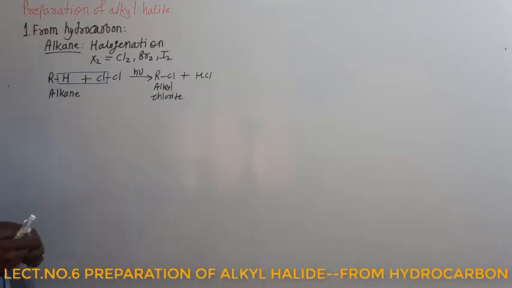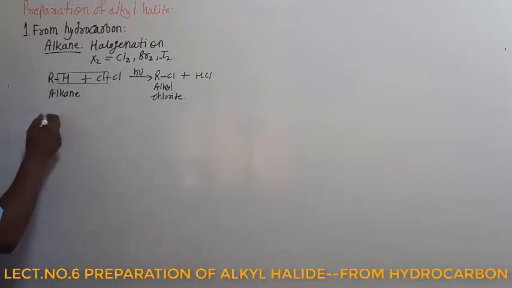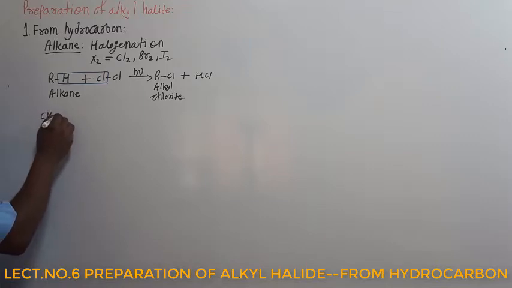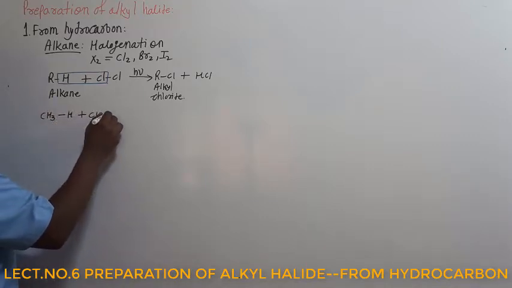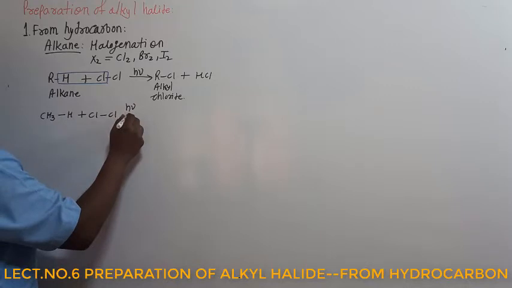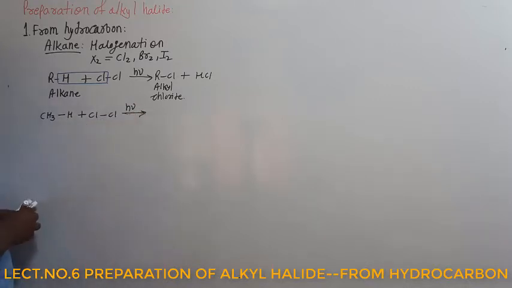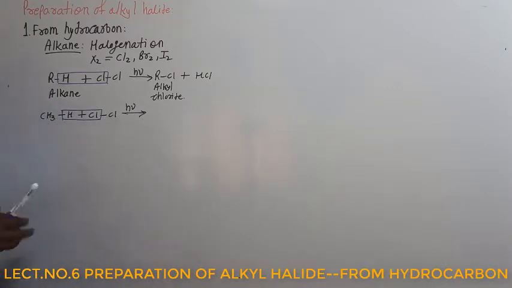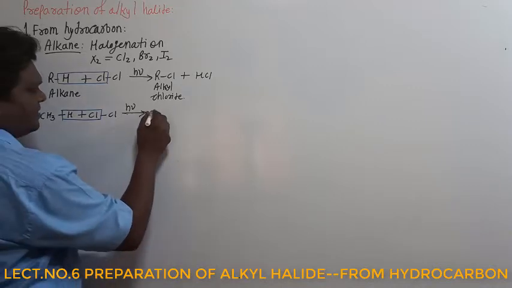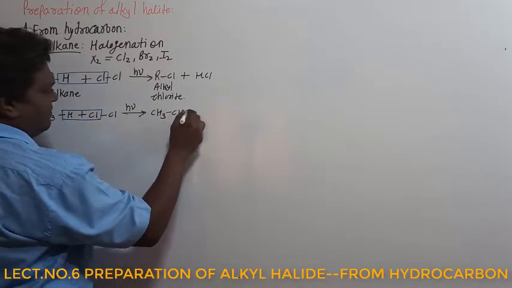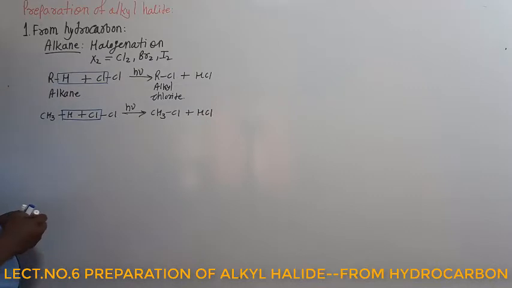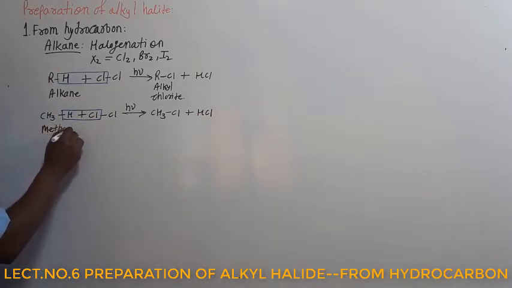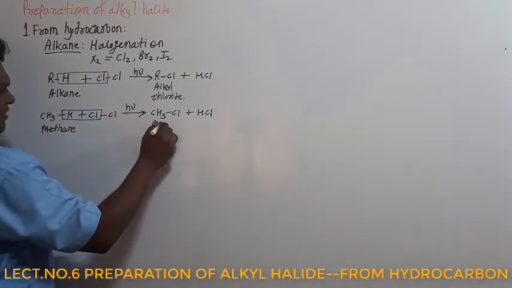Now, we'll see the example first. Instead of R, if I write CH3, what will happen? CH3-H, chlorine, in the presence of sunlight, hydrogen atom will combine with the chlorine atom, you will get HCl, and the CH3 will combine with the other chlorine, and you will have CH3Cl plus HCl. Okay, this is called as methane. Everybody knows this now in 11th science, you already saw. This is called as methyl chloride.